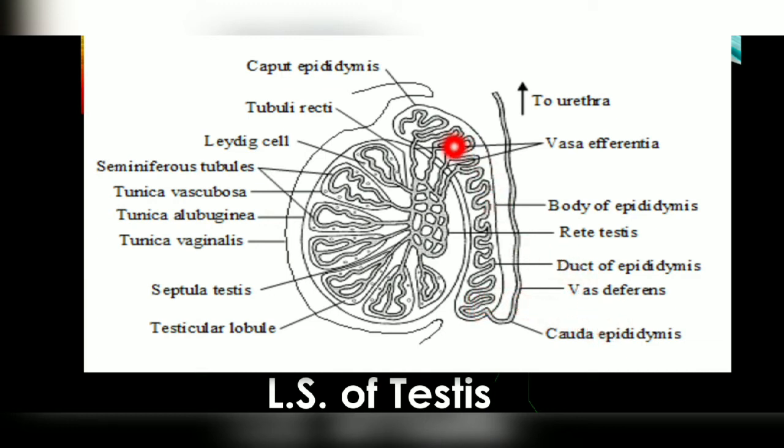So this epididymis is very important for sperm development because here the sperm will be stored for approximately 18 to 24 hours, and in that duration what will occur? These sperms mature. After maturation the sperm will go into this structure that is our vas deferens and finally into the urethra. So this is the LS of testes.